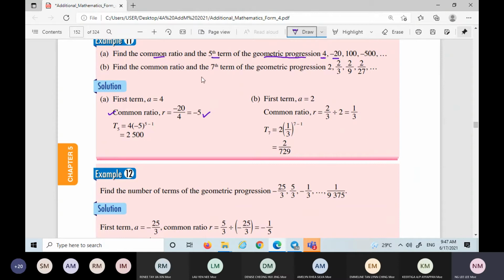They want the fifth term, so T5. Just use the formula. A is 4, R is negative 5, power n minus 1. 5 minus 1, so it's 4. Then you press the calculator, get the answer.